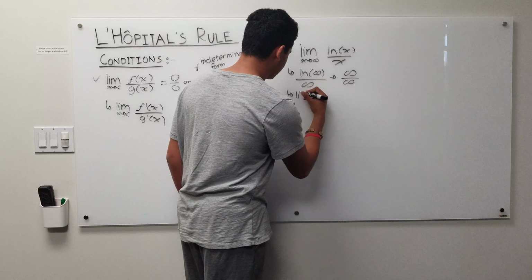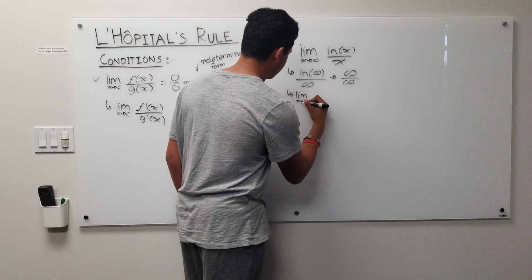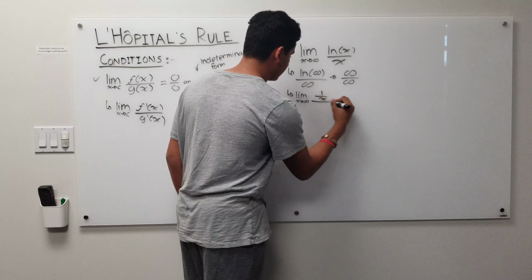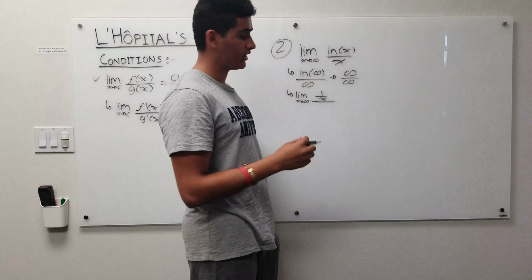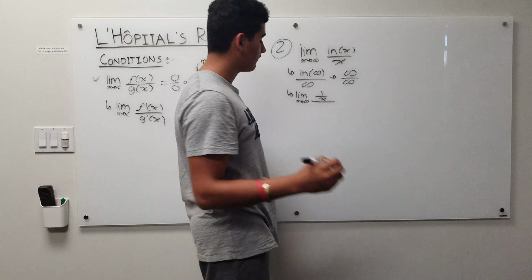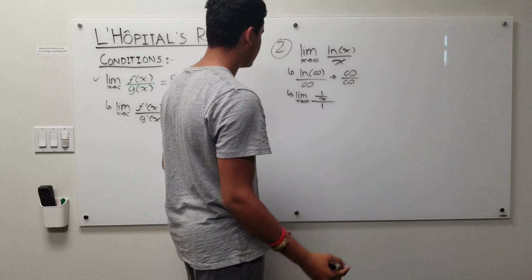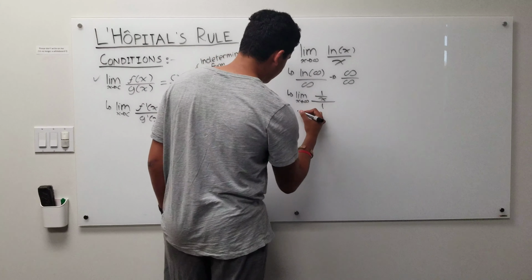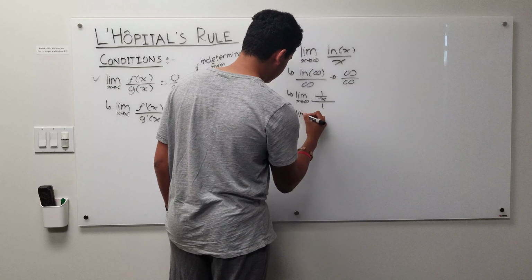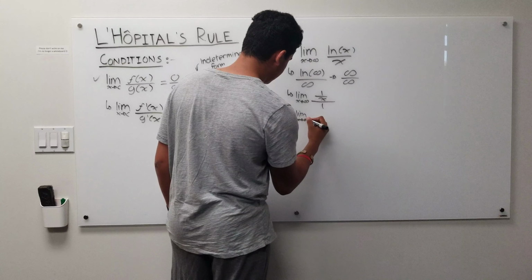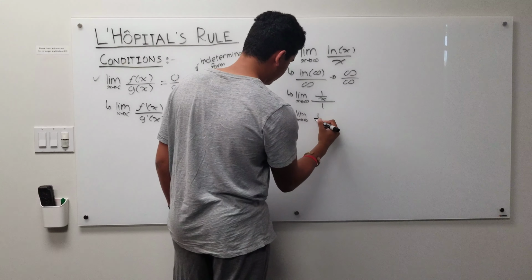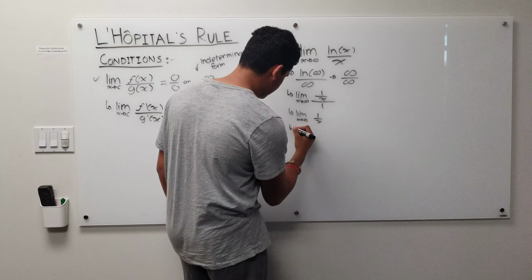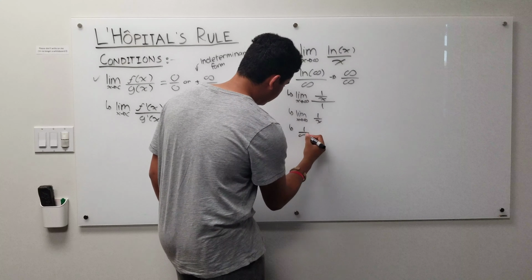So remember, you're going to keep this part the same. Limit as x approaches infinity of 1 by x divided by, because 1 by x is the derivative of ln x, divided by the derivative of x. And the derivative of x is 1, and we know that using the power rule. Now if we were to simplify this, 1 by x divided by 1, anything divided by 1 is whatever's on the numerator. So limit as x approaches infinity of 1 by x. Now if we were to plug in the value, you get 1 by infinity.